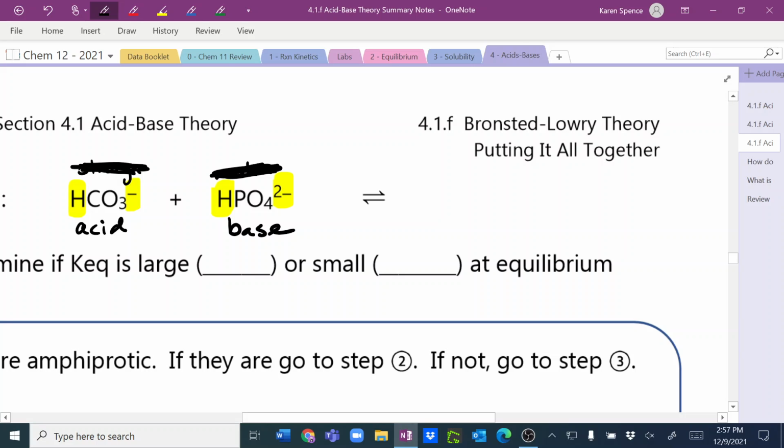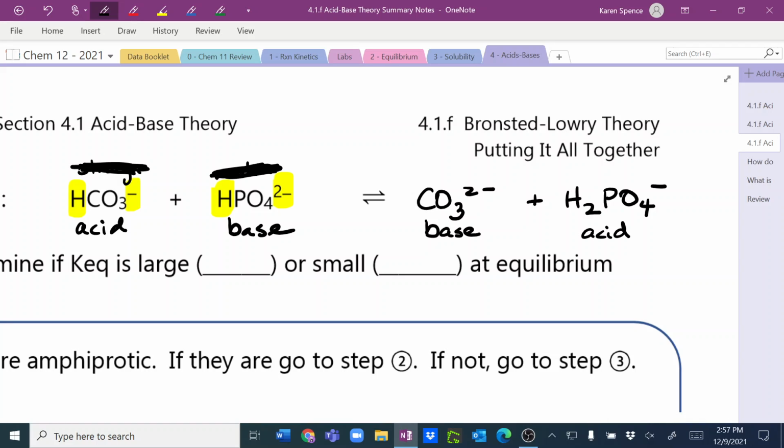So let's take our hydrogen and move it over. So we have CO3 2 minus, plus H2PO4 minus. And I hope it's pretty obvious that CO3 2 minus has to be the base because it doesn't have a hydrogen, and H2PO4 has to be therefore the acid. If you needed to, you could look and say who's giving it to whom. Okay.